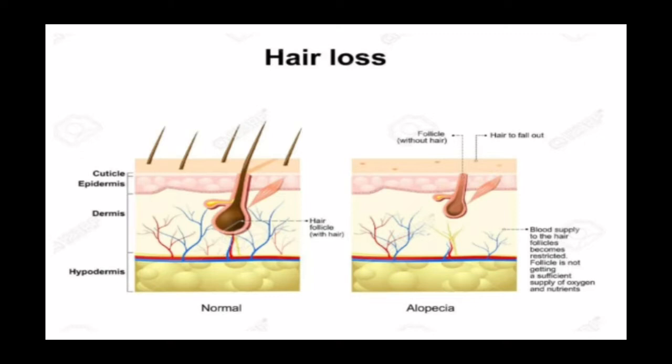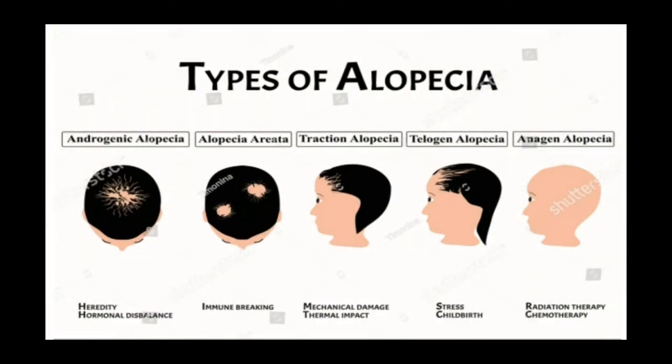But in case of alopecia, the follicles are not receiving sufficient supply due to lack of blood supply. The blood supply through the vessels becomes restricted. Thus, lack of nutrition and lack of blood supply happens, which results in hair loss, and the follicles will be without hair. They won't promote hair growth. Thus, hair loss happens.